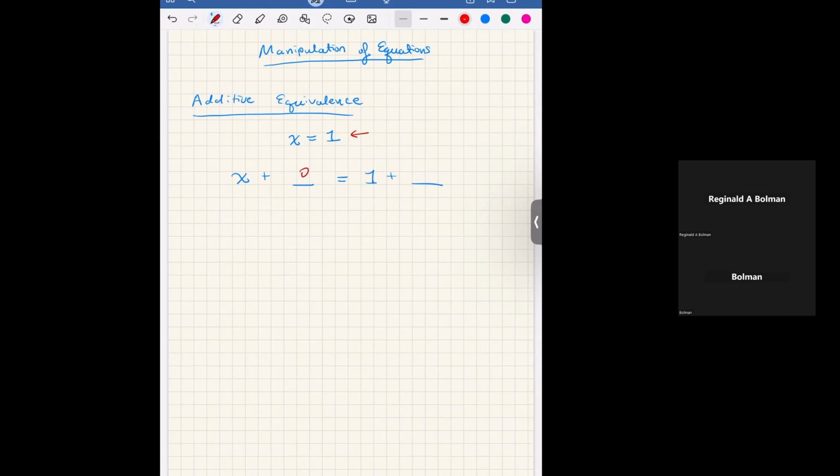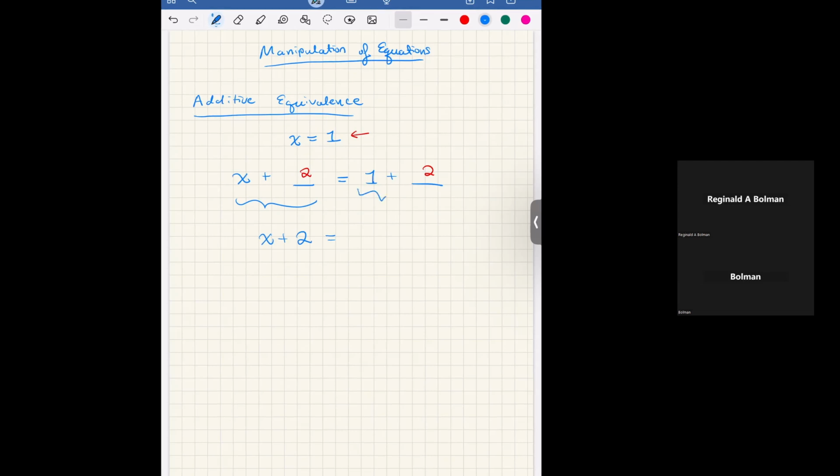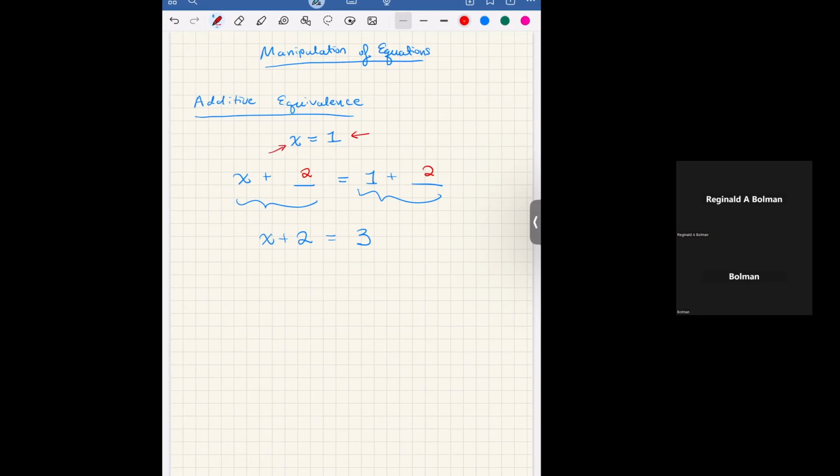If I were to, say, add 2 to both sides of the equation, on the left side of the equal sign, I will be left with x plus 2. On the right side of the equal sign, I will be left with 1 plus 2, which gives me 3. What the additive equivalence law is saying is that your value of x didn't change just because you decided to add 2 on both sides. Instead, we now have a new equation with the value of x preserved.